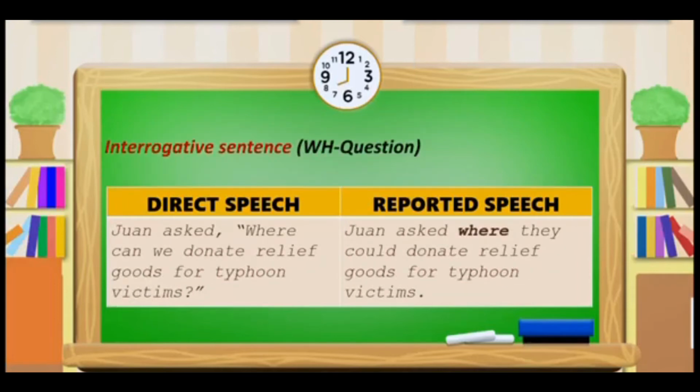In interrogative sentences, WH questions, the question is changed into assertive or positive form, and we use the WH question word in the reported speech. For example, Juan asked, "Where can we donate relief goods for typhoon victims?" When transformed to reported speech, it will be, Juan asked where they could donate relief goods for typhoon victims.